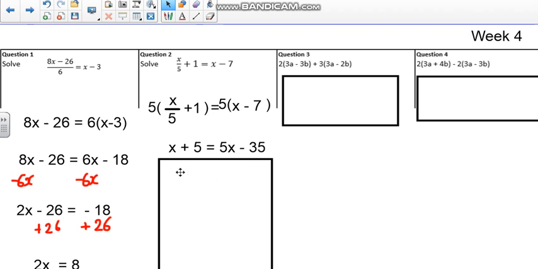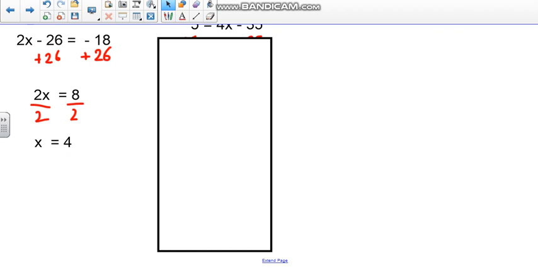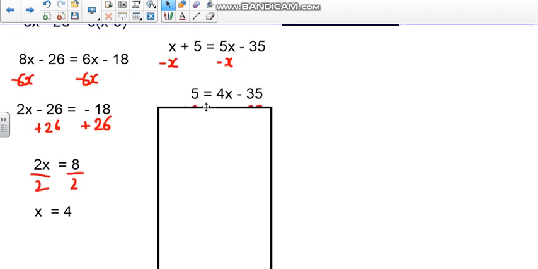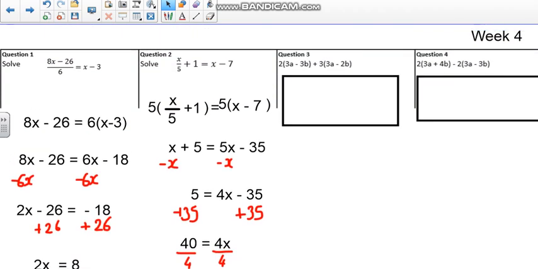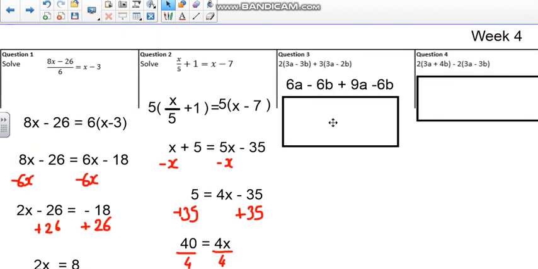Then we're looking for the smallest number of x's, which is x. So I'm going to subtract x from both sides, which leaves me with 5 on this side and 4x minus 35 here. I want to leave the 4x on its own, so I'm going to add the 35 to both sides, which gives me 40 equals 4x, and then to find 1x I need to divide by 4, which gives me 10 equals x.